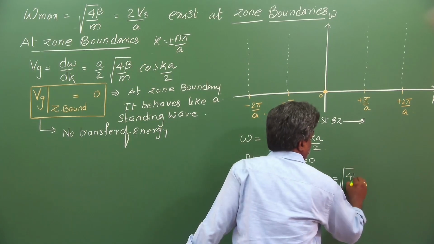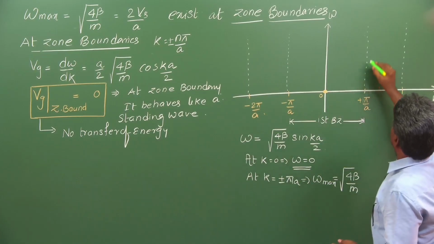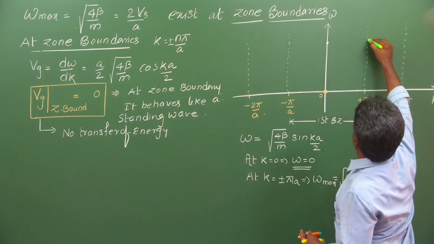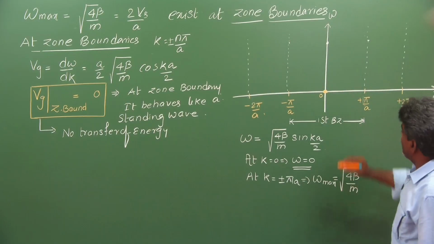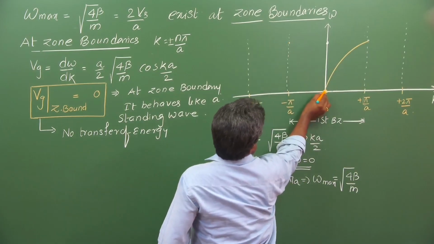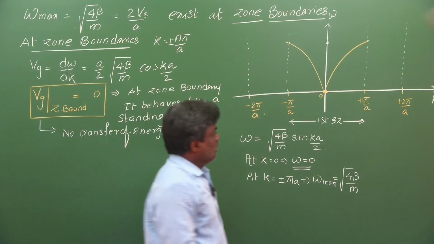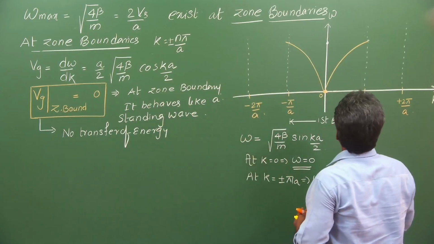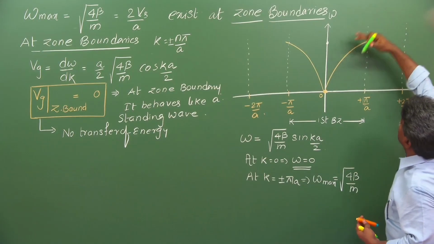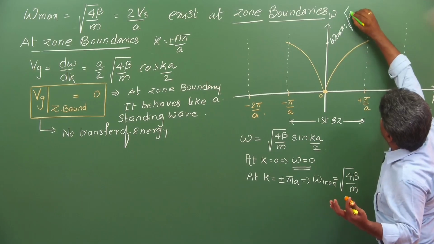Are you observing? At the zone boundary it is having a maximum value. So 0 to maximum. Okay, sure. Now few minutes back we have discussed, at the zone boundary it is not allowing any other wave which is greater than this maximum. That means how much it is? Under root.